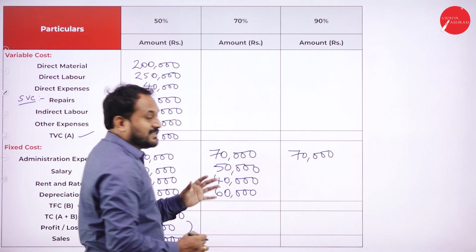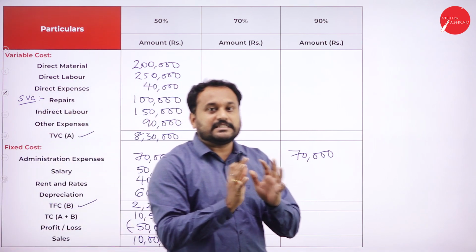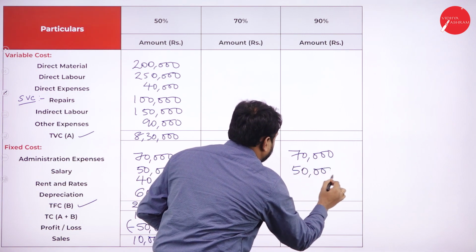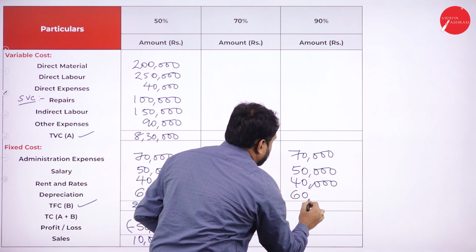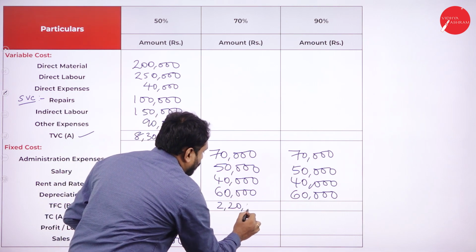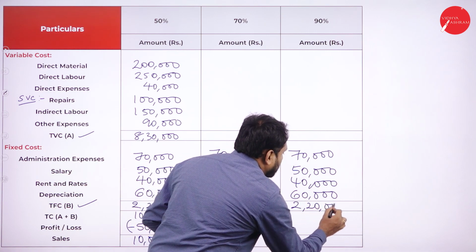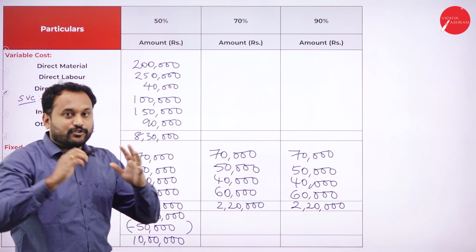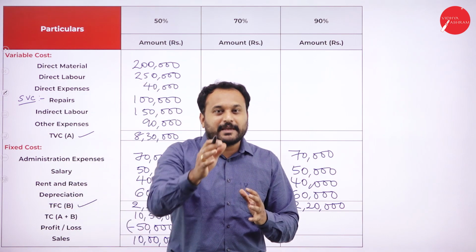The same way here also 70. Now why am I writing the same entry? Because it remains constant. Total fixed cost is always the same. Here we have 50, 40. The last one is here 60,000 and the total is 2,20,000. Carefully we are supposed to write all the entries. I know that flexible budget is getting easier for you day by day because of your practice, and let me tell you here, students, perfect practice makes a man perfect.